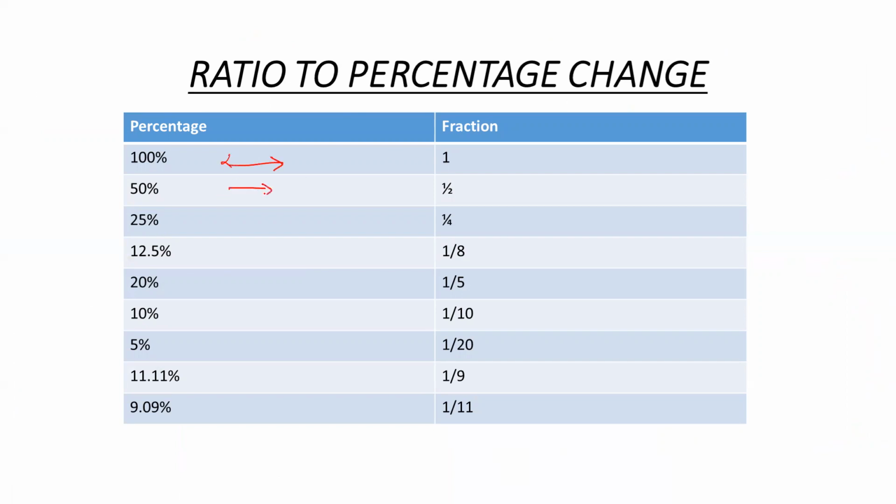Yes, 50% will be 1 by 2, as we have seen. 25% is 1 by 4. 12.5% is 1 by 8. 20% is 1 by 5. 10% is 1 by 10. 5% is 1 by 20. 11.11% is 1 by 9. 9.09% is 1 by 11. Some more: 33.33% will be 1 by 3.